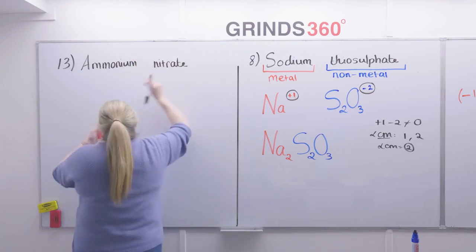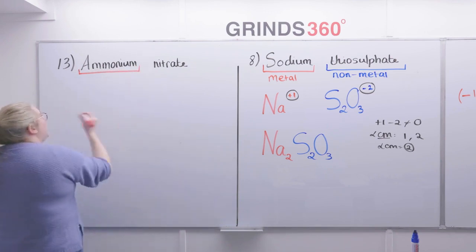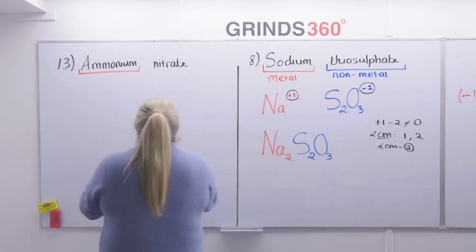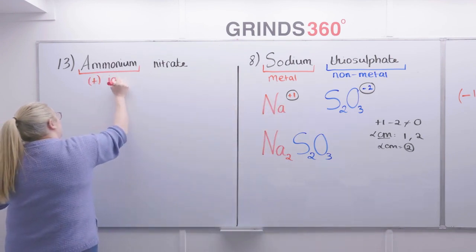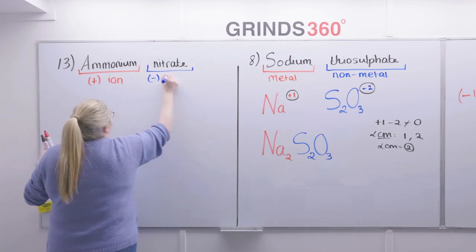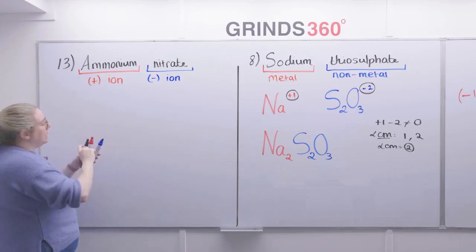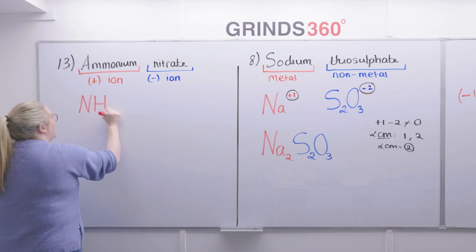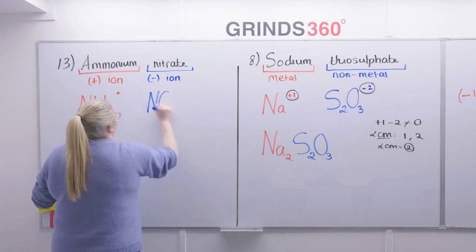Now, ammonium, that is actually a polyatomic ion. Now, in this case, it's not a metal. Ammonium is not a metal, but it is going to be the positive ion. And nitrate is the negative ion. Okay, now they're both polyatomics. The formula for the ammonium ion is NH4+, and a nitrate ion is NO3-.